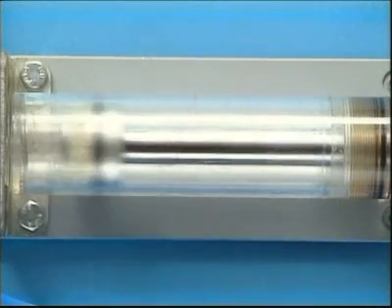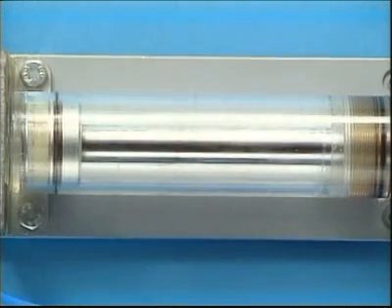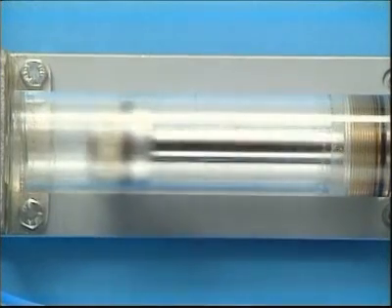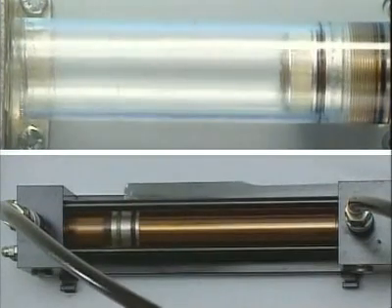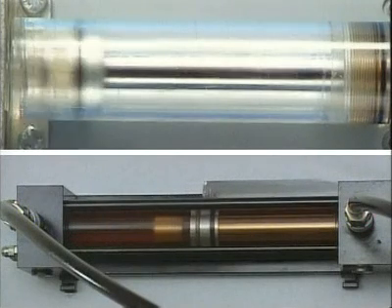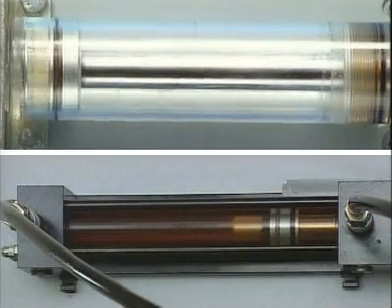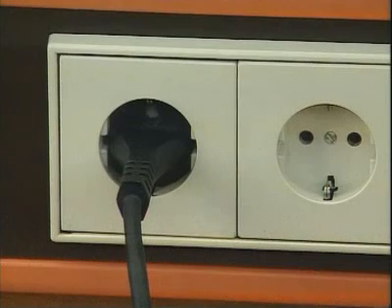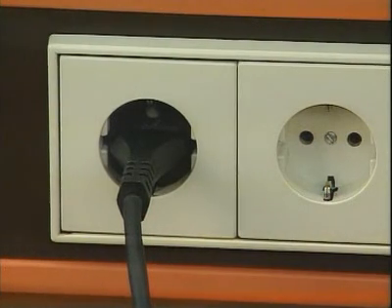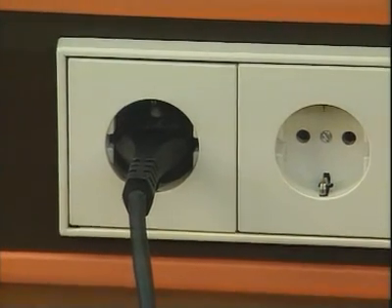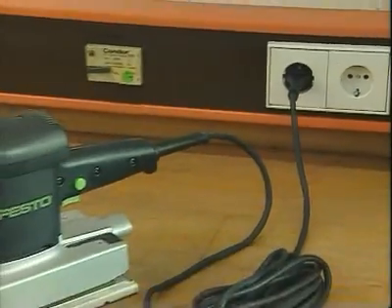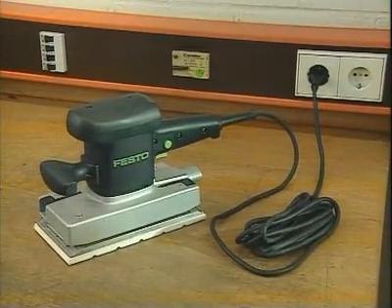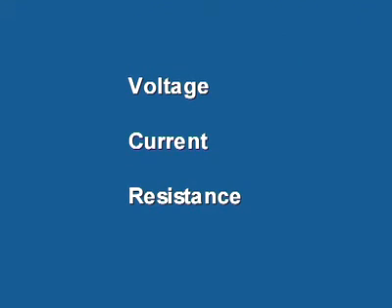Let's make a comparison. In pneumatics, air is the source of energy. In hydraulics, it's oil. In electricity too, there's an energy source, but it's invisible. It's called electrical current, or more precisely, the electron current. There are three terms that everyone knows that define an electric current: voltage, current, and resistance.